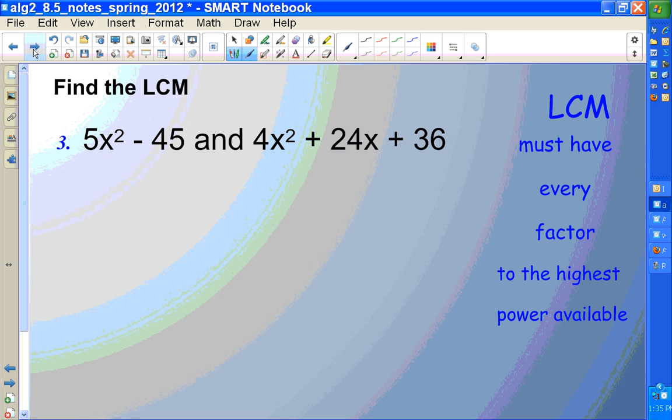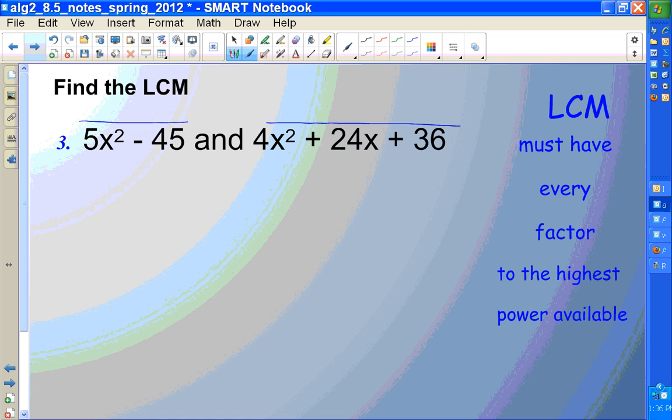Now, these problems are in your homework, and what you need to realize is that these are denominators. So this is really the denominator, and this is the denominator, and they're asking you to find the least common. Least common multiple is the same as finding a least common denominator. First thing you need to do is factor.